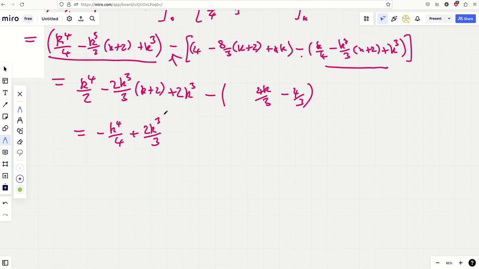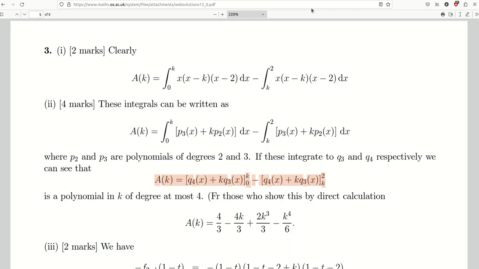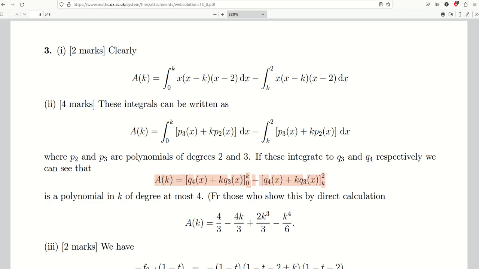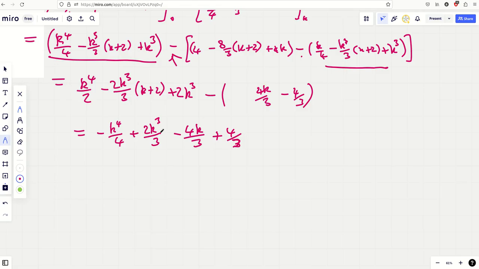Okay, have we got any k squared terms here? I don't think so. And then we're going to have a minus 4k over 3 plus 4 over 3. Okay, right, did I get that right? Let's have a look. 4 over 3 minus 4k over 3, and then plus 2k cubed over 3 minus k to the 4 over 6. Oh, did I write... I'm sure I said 6, but then wrote down 4.